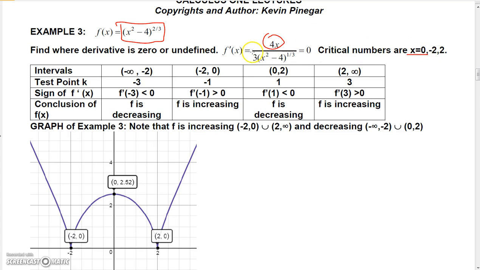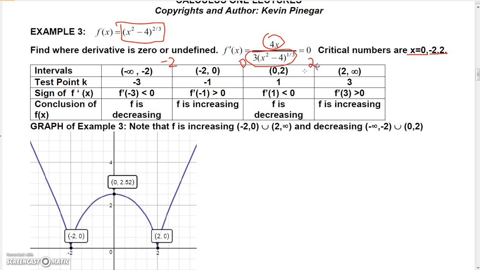But there's something new here. If x equals plus or minus 2, the denominator is 0, so that's going to make the derivative undefined. So negative 2 and 2 make the denominator 0, so those have to be critical numbers too, because they make the derivative undefined. So actually I get 3 critical numbers: negative 2, 0, and positive 2.